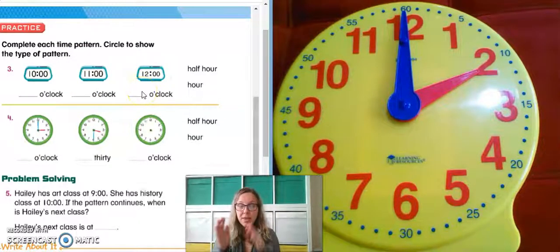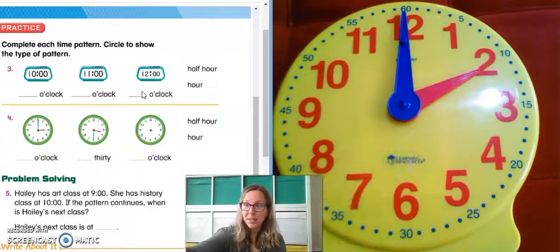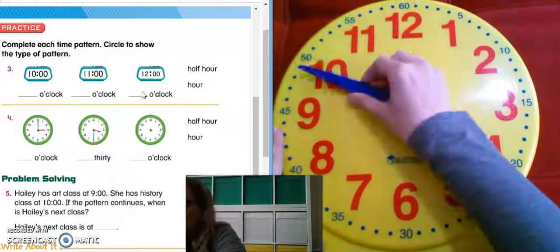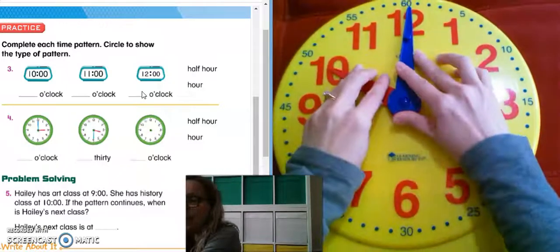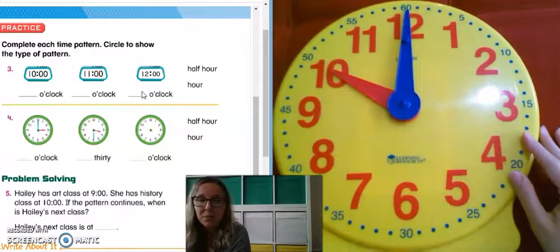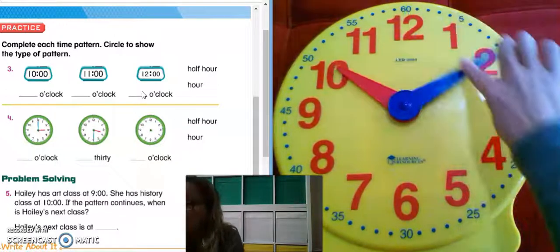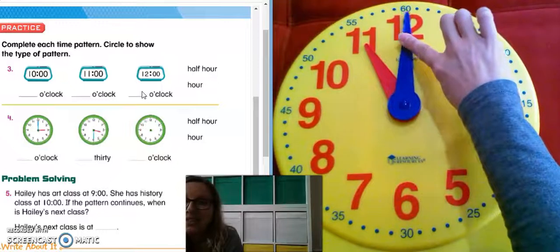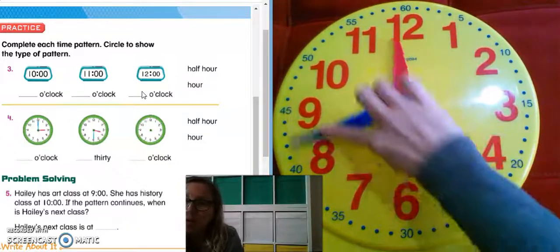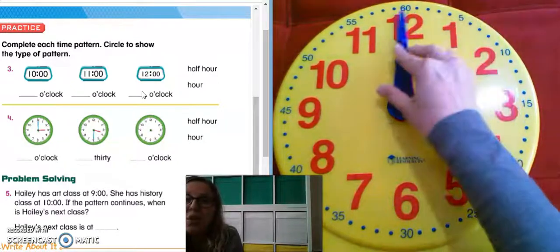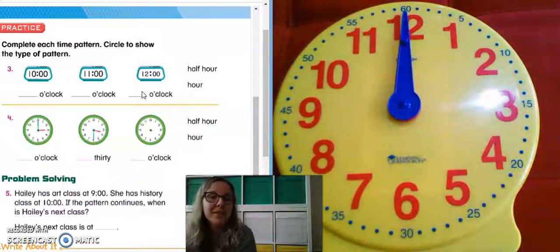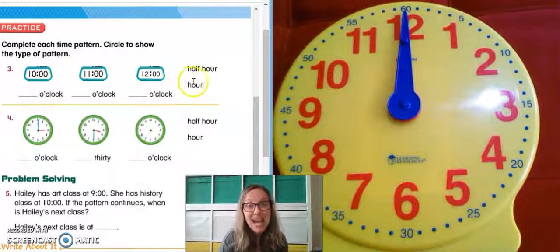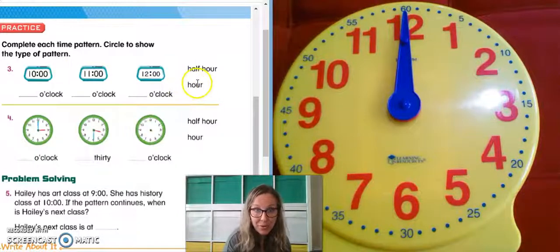So thinking about our analog clock, if we're at 10 o'clock, which would be like this, 10 o'clock, and then we move to 11, to get to 11 o'clock, we have to go all the way around. And then to get to 12, we have to go all the way around. So it's one whole hour that's going by. So from 10 to 11 to 12, that's an hour pattern. So you can circle hour.